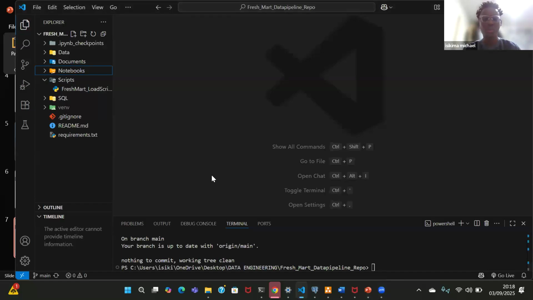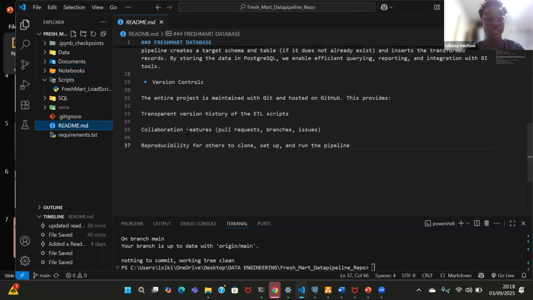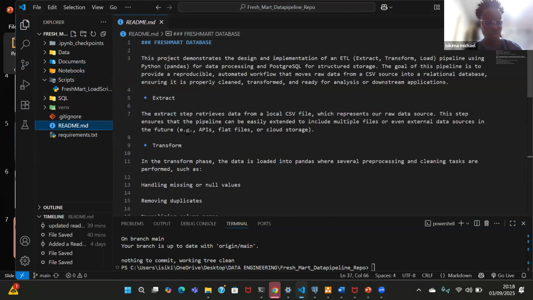So this is my VS Code, Visual Studio Code. It's an IDE, an integrated development environment, where you write code, debug code, try code, and all of that. I'm going to go to the README, which gives us a brief description of what this project was about.